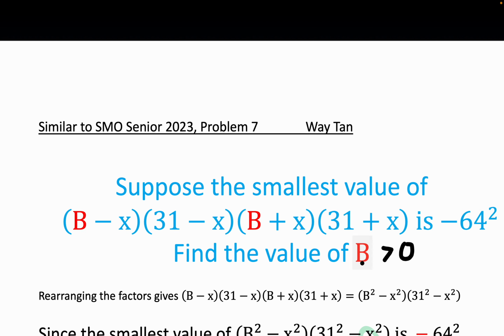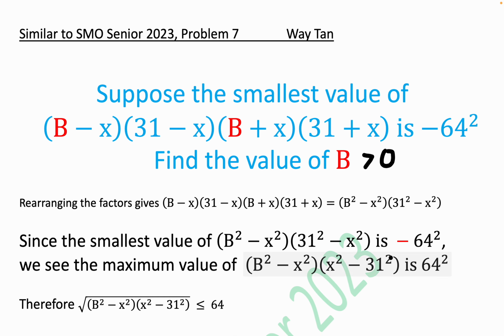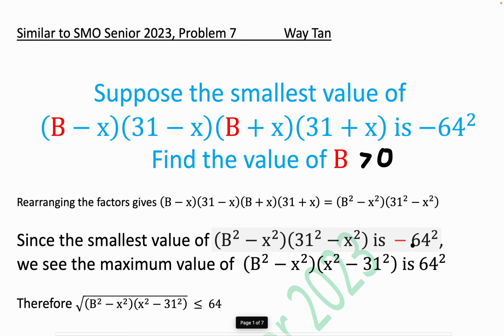Now, I think we have to assume that b is greater than 0, because we're going to end up using something where that's part of the result. In any event, the way this is set up, it begs for us to rearrange the factors to get the product of two differences of two squares. You can see that's very straightforward. And so we're given that this expression, which can be rewritten like this, has a minimum value of minus 64 squared.